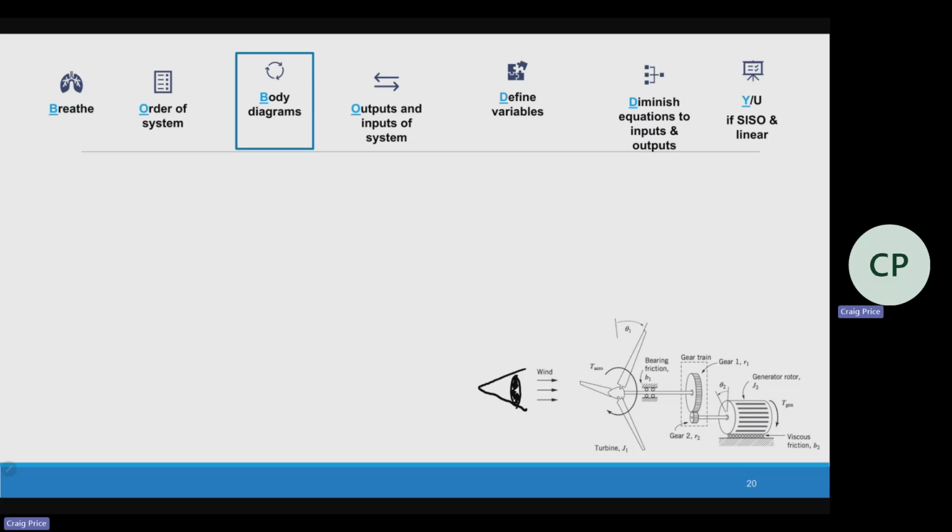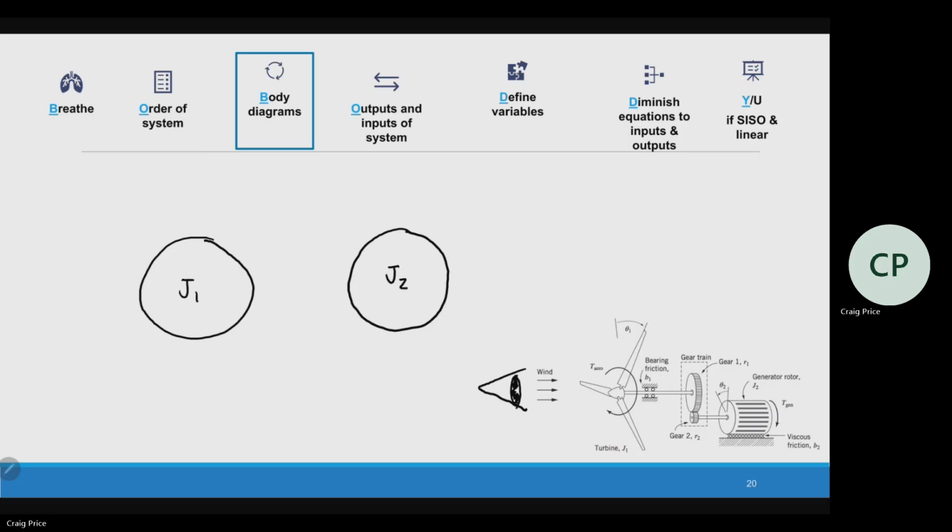Now you could look at it from the back side. That just kind of flips all the directions. But looking from this direction, I'm just going to draw them as circles. This is J1, and this is J2. And so I'm just going to follow the directions they gave me. Theta 1 is positive clockwise. But for the generator, they said theta 2 positive counterclockwise. There is a relationship through the gear.